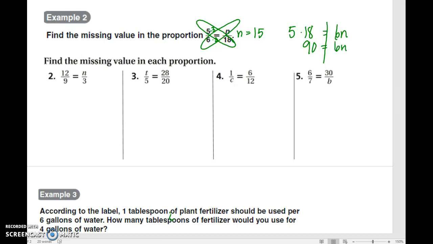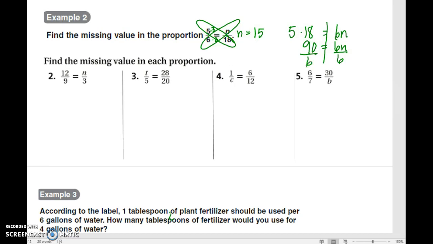90 equals 6n. So now I'm ready to get that n all by itself. How do I get rid of 6 with my 6n? Right now I'm multiplying by n. What is the inverse operation? Division. Divide by 6. So I'm going to divide by 6 on both sides. What's 90 divided by 6?